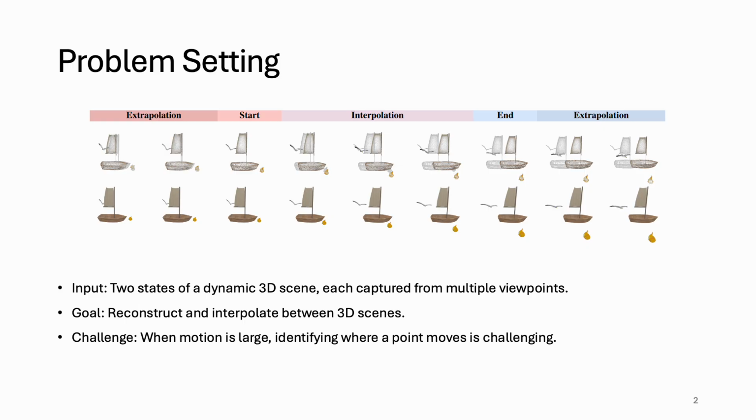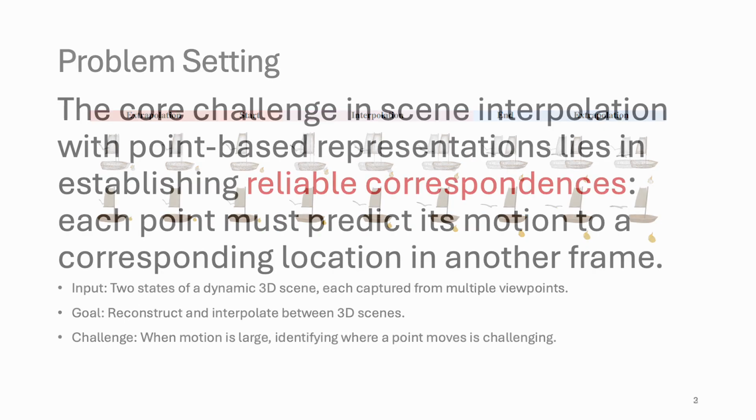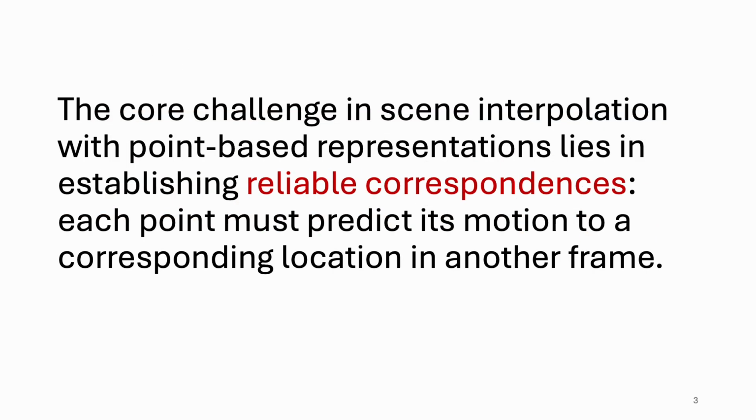The challenge that we identify in this paper is that when the motion is large, identifying where a point moves is challenging and non-trivial. Hence, existing methods do not do a good job. For this paper, we have assumed 3D GS as our primitives. The core challenge in scene interpolation with point-based representation lies in establishing reliable correspondences. Each point must predict its motion to a correspondent location in another frame.